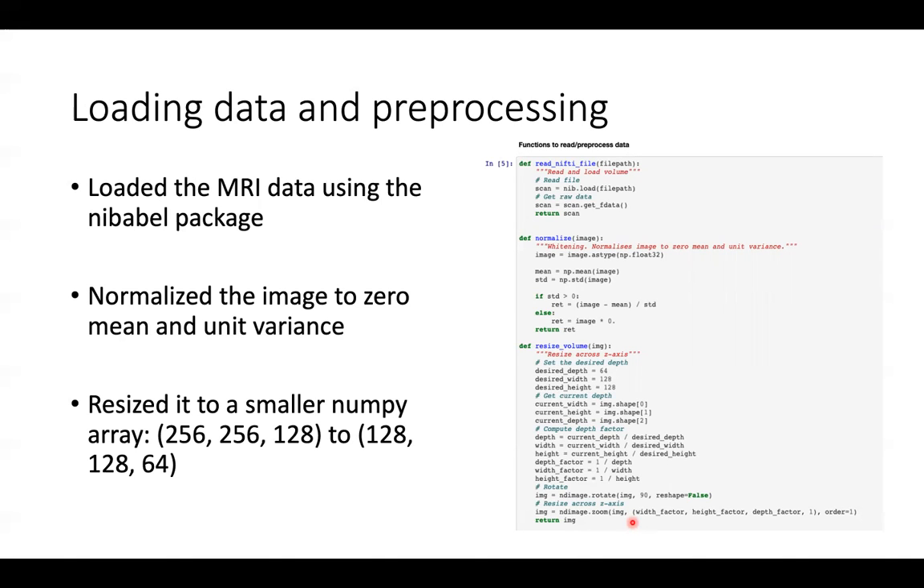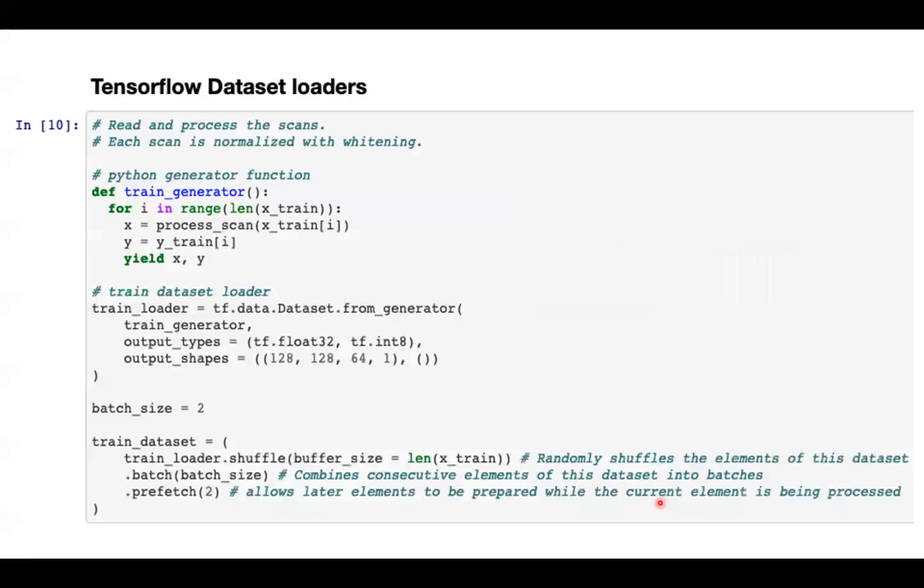And I don't show it here, but then I did a 70-30 train validation split. So I had 136 total images, and then I ended up with 94 train images and 42 validation images.